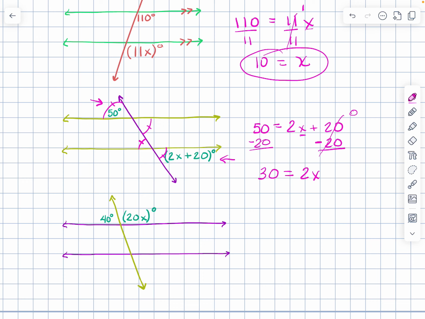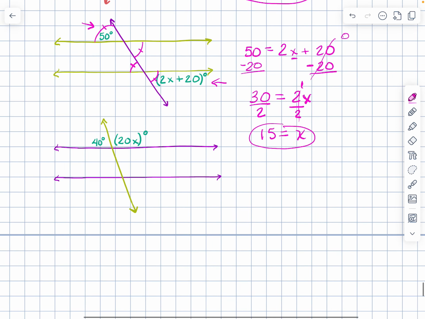I'm still not done. I need to get x by itself. That means I just want 1x. So in order to do that, I'm going to divide both sides of this equation by 2. So 2 goes into 2 one time, and I'm left with 1x on this side, and 2 goes into 30 15 times. So that is our solution to the variable x.